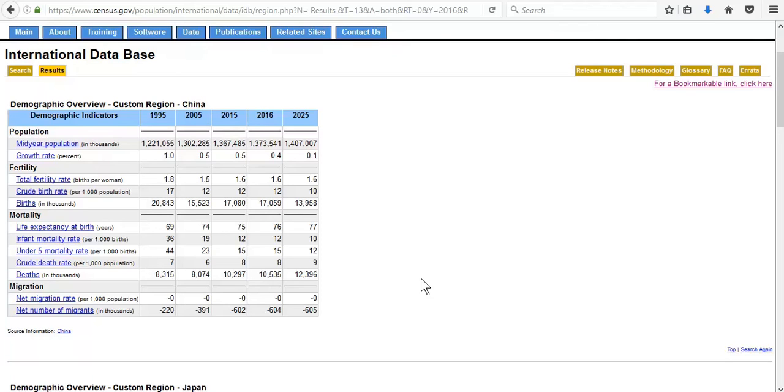First, when looking at migration, we need to look at some trends. Look at the net migration rate. To do that, we go to the international database. We go down to the bottom. We see the migration part of the demographic overview, the demographic indicators, and we can see some patterns.